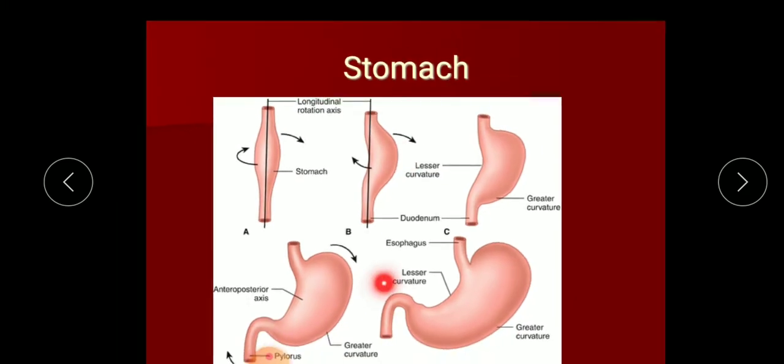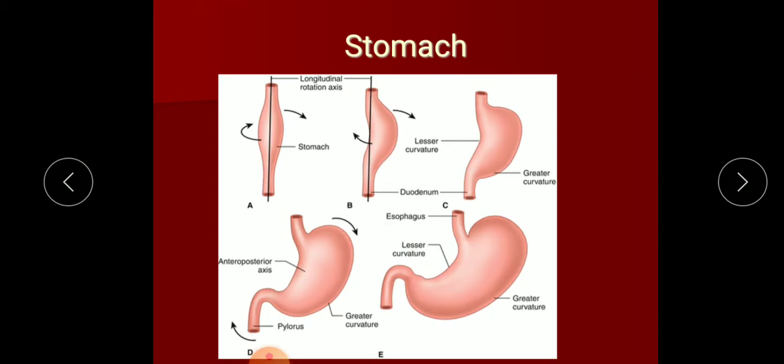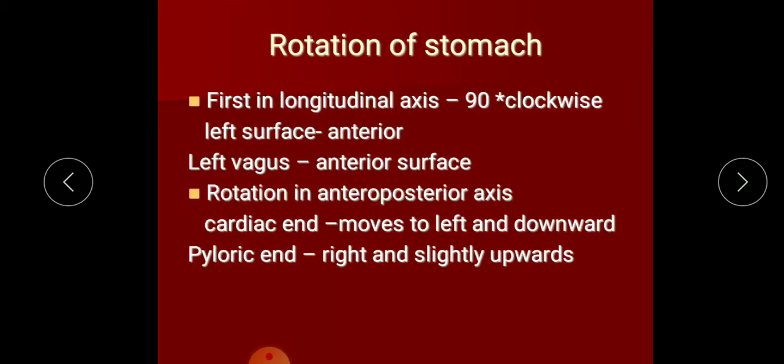Now what happens is, this initial surface, the left surface before rotation, will undergo rotation because of this 90-degree turn and becomes the anterior surface. I think you got it. The left surface will rotate 90 degrees, so it will become the anterior surface, and that is the reason why you find the left vagus is supplying the anterior surface. Fine. So that is the first rotation that you should remember.